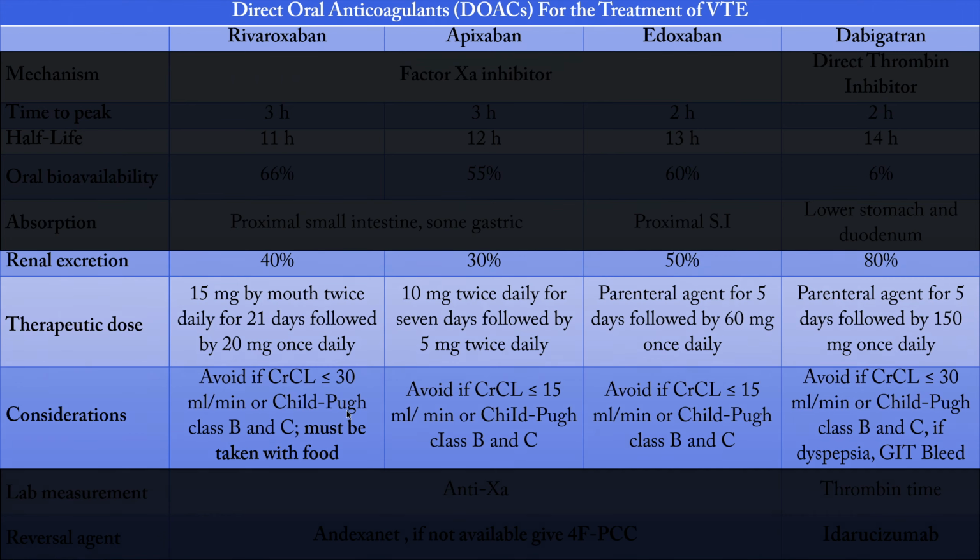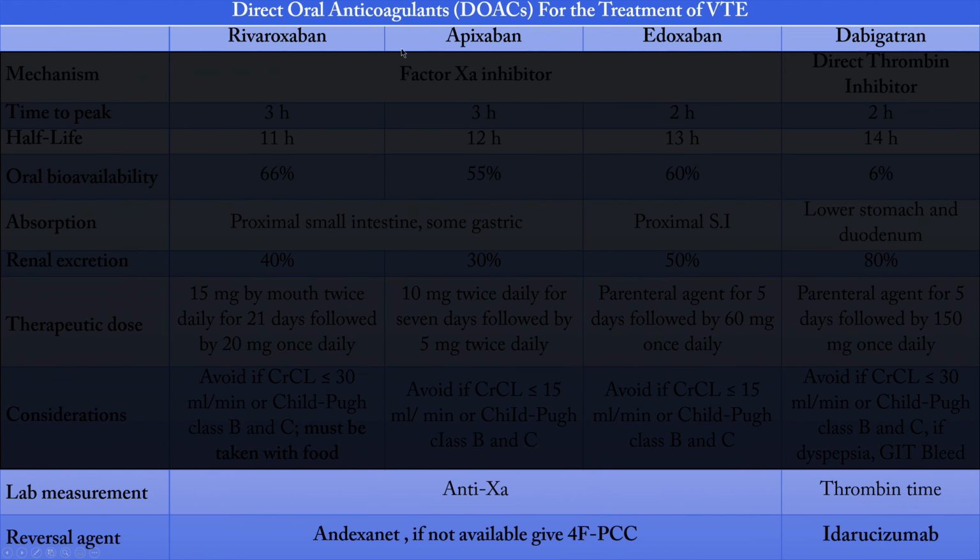How are you going to measure the level of these drugs? Is there a way? Yes. For the factor 10 inhibitors, you measure the anti-factor 10. For dabigatran, you measure the thrombin time. It's not available everywhere, and it's hard to do. We don't actually do that. We don't measure these levels.